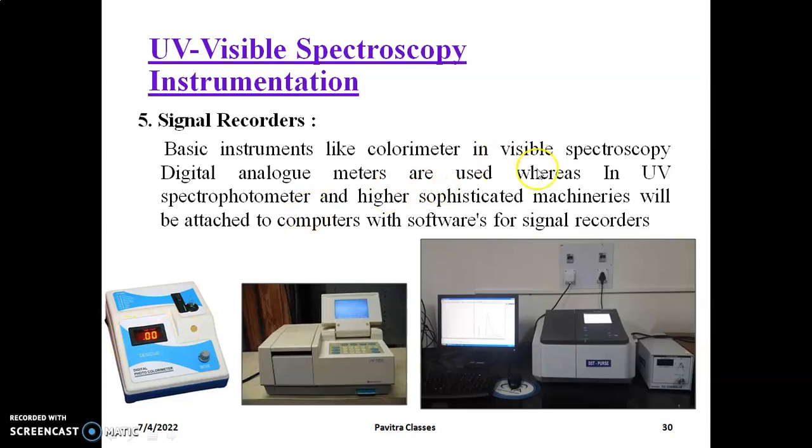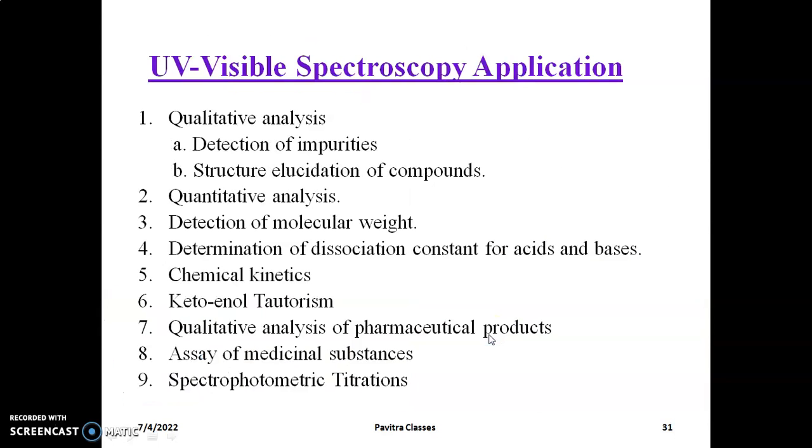Whereas in the sophisticated UV spectrometers, the higher instruments, the machinery is attached to computers. With the software, the signal can be processed. In this picture you can see a UV instrument with a smaller display. This is the sophisticated instrument, a UV attached to a computer.